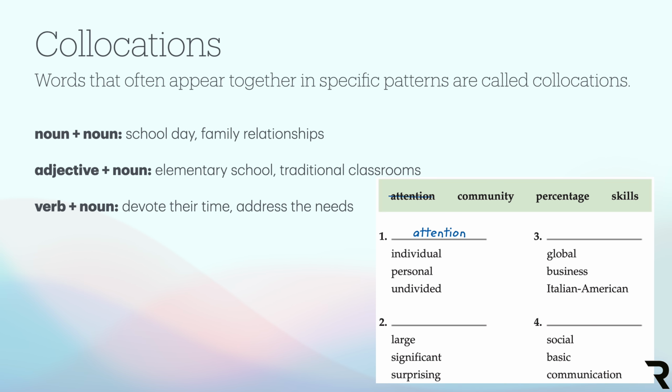Now, let's talk about another subject, collocations. Well, collocations are words that often appear together in a specific pattern, and we call them collocations. They can be a combination of noun plus noun, like a school day, family relationships, both of them are nouns, or they could be adjective plus noun, like elementary school, traditional classrooms. So adjectives define the noun, and they can be verb plus noun, like devote their time, address the needs.